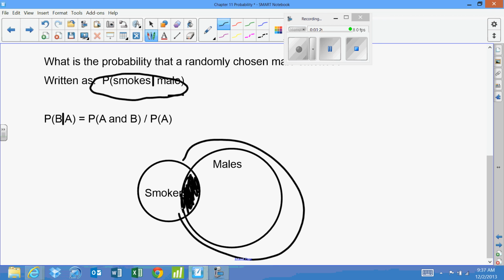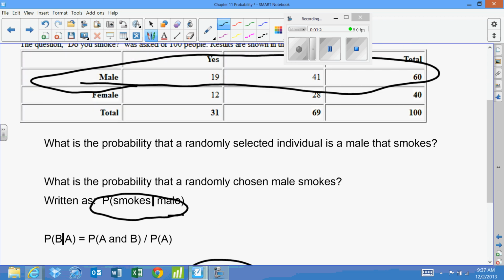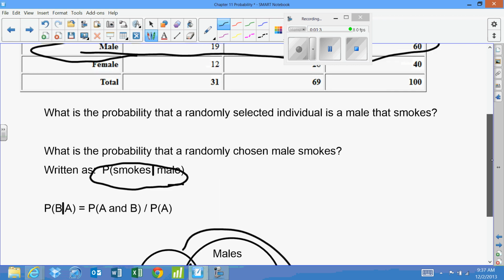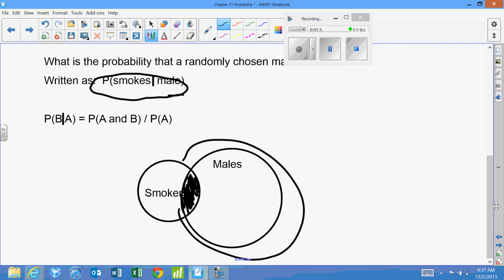So we're looking at the total out of that corner. We're not looking at all males. What's the probability that a chosen male smokes? If we take a male and we choose a person, what is the probability that they smoke?